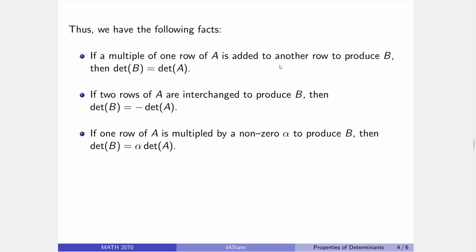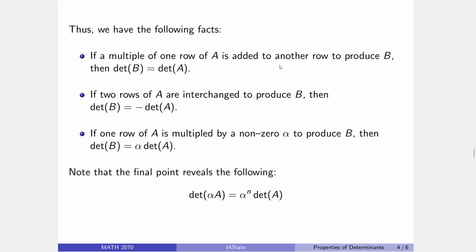So that one's not too shocking to see that that's true, and as a neat little consequence of that, that reveals to us that determinants aren't a linear operation, but if you scale a matrix, you can predict what it's going to do, because if you scale a matrix, you scale every row, so there's going to be n factors of alpha showing up. Pretty neat.